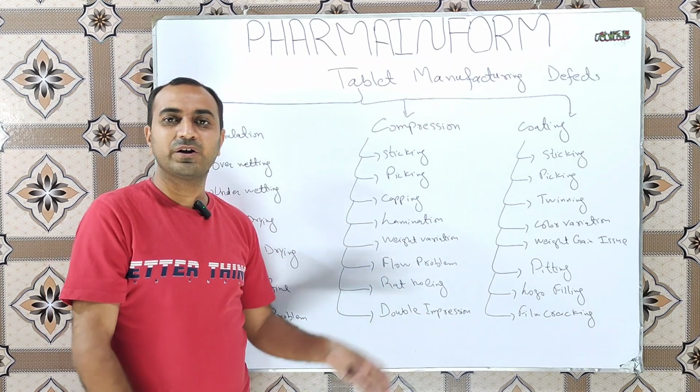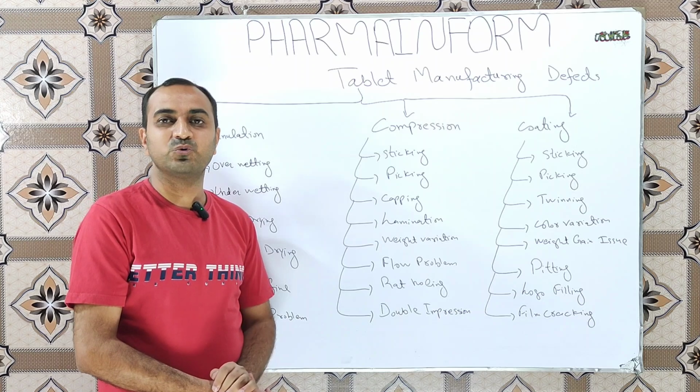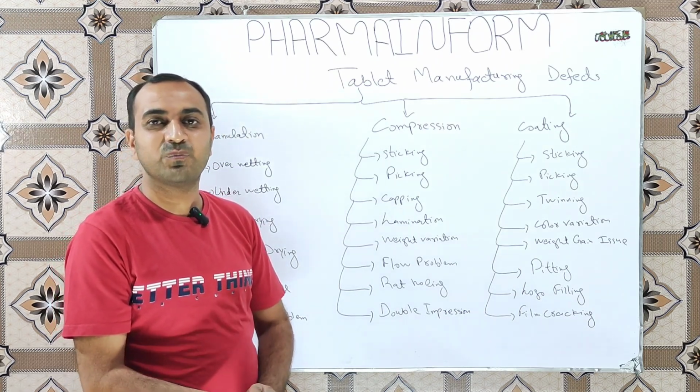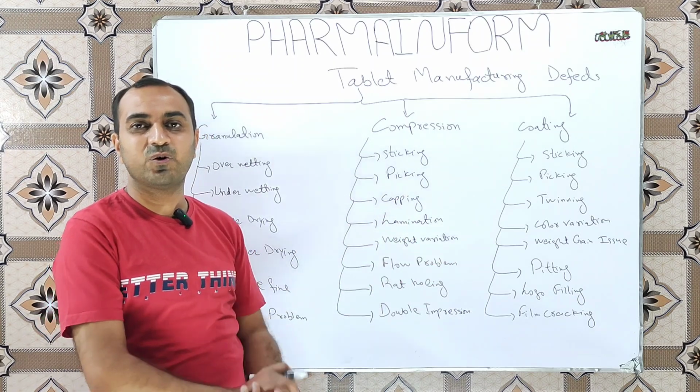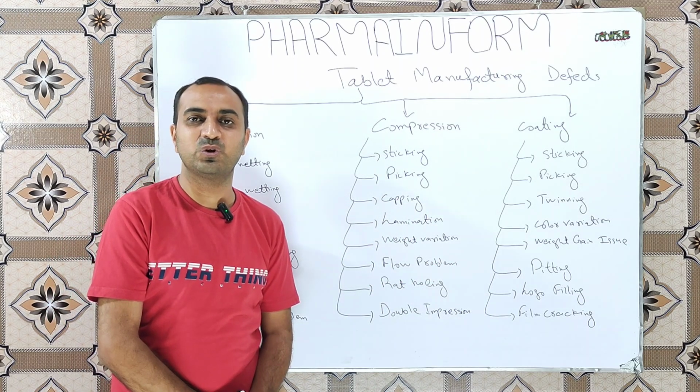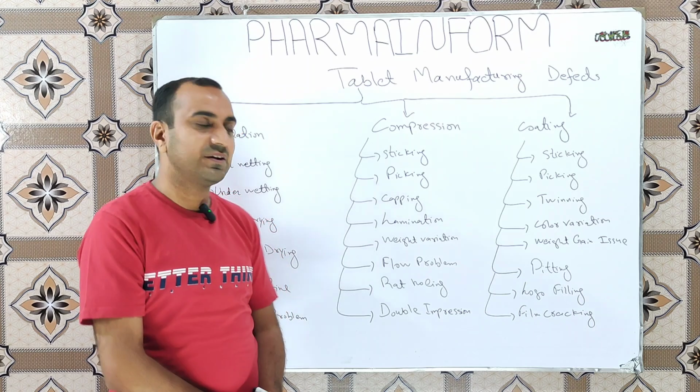It will also occur due to the air entrapment, so use the pre-compression rollers. Capping and lamination is also observed due to the improper adjustment of the compression machine tooling. So always adjust the compression machine tooling according to the appropriate conditions.